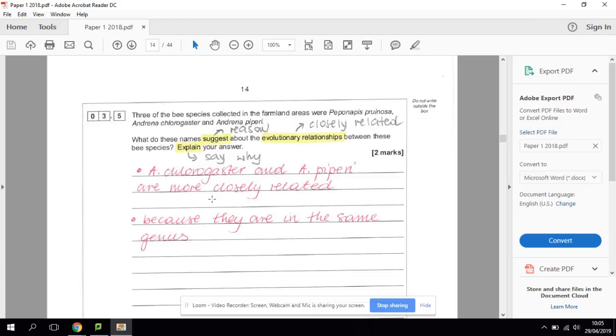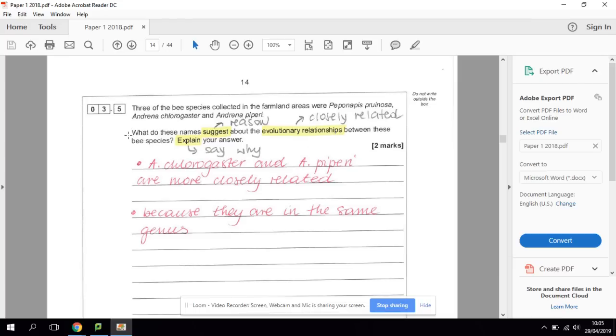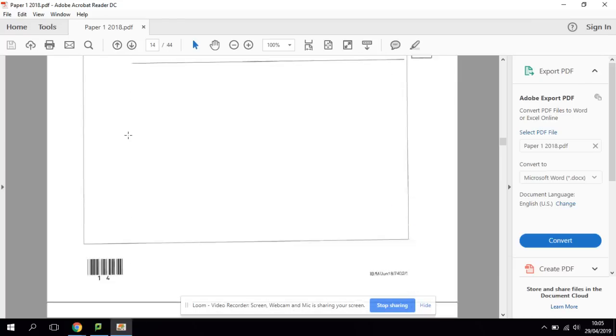So how can we work it out? Look at the names, Andrena and Angena. Here we have different ones. So this is the genus, this is the species. They are closely related looking at the name, binomial naming. So that's where the answer is coming from.